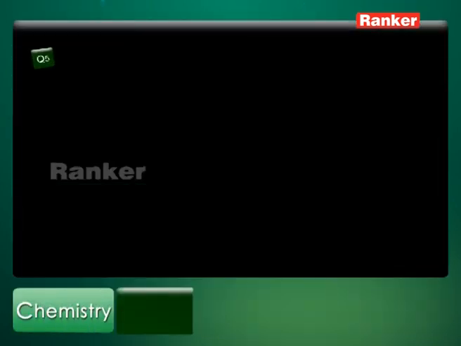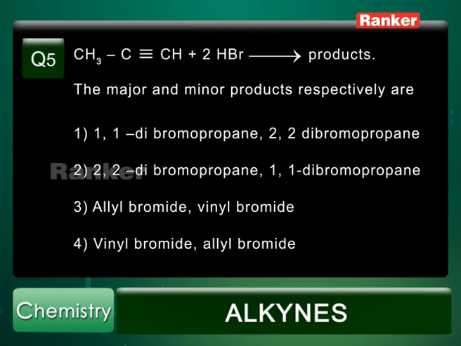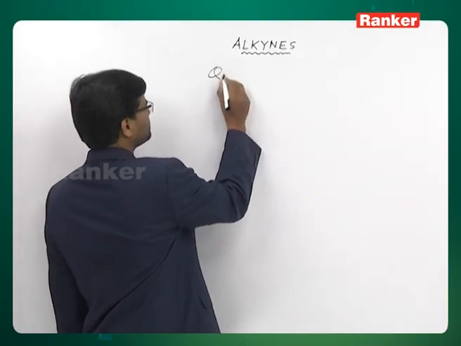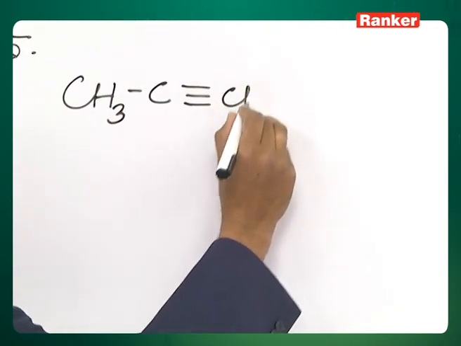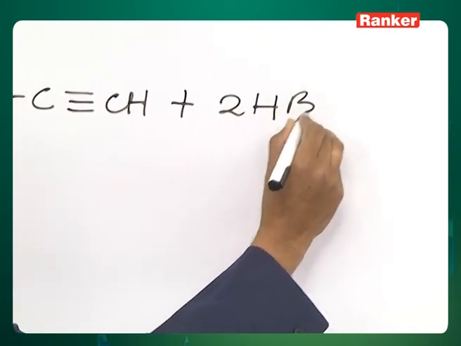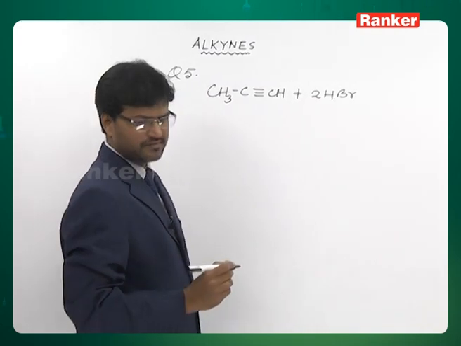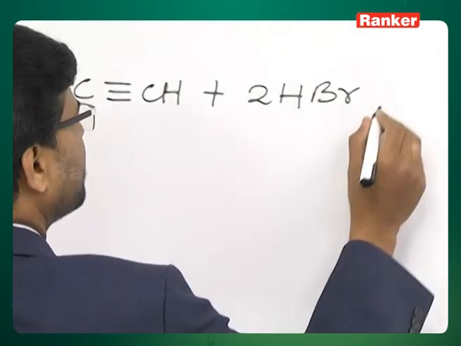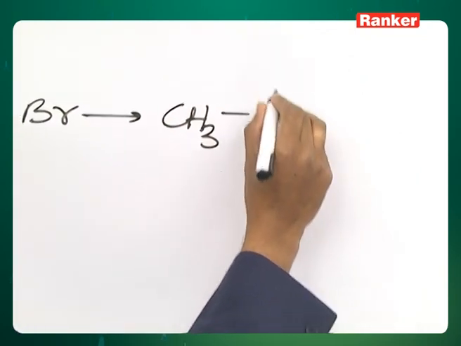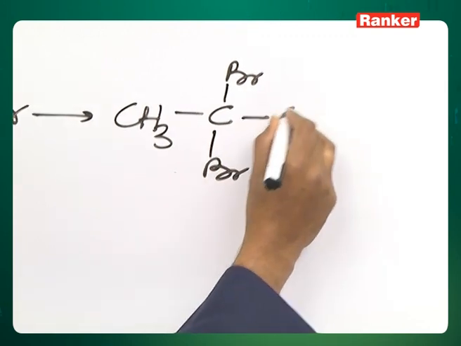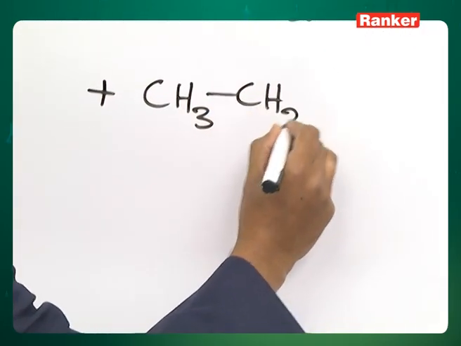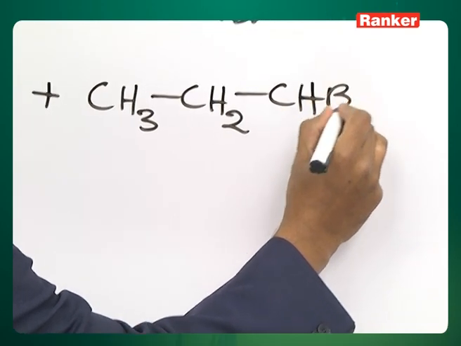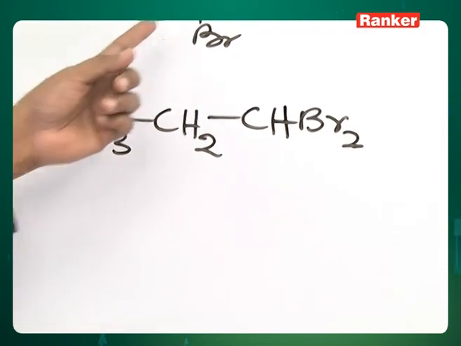Question number 5. The equation given is propyne is being treated with 2 moles of HBr and we need to find out major and minor products. Propyne, we are adding 2 moles of HBr and we are asked to find out major and minor product. One product which is expected to form is this one. This is Markovnikov product, and apart from this you also get CH3 CH2 CHBr2. This is 1,1-dibromo and this is 2,2-dibromopropane.